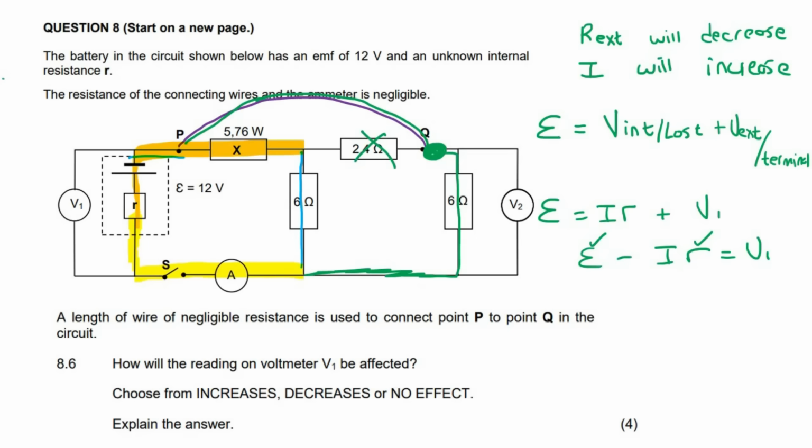We said that this I is going to increase. Okay, so this number is going to go up. So if you just had to do the maths, this stays the same. This number's going up, and this stays the same. So you might need to pause the video and think about that, but if you just do the maths carefully, V1 is definitely going to go down. So V1 is going to decrease.